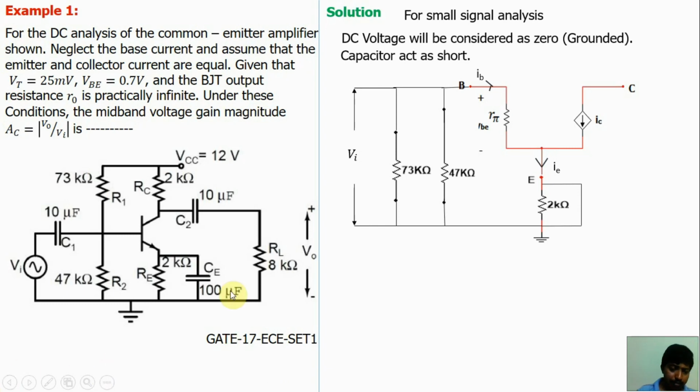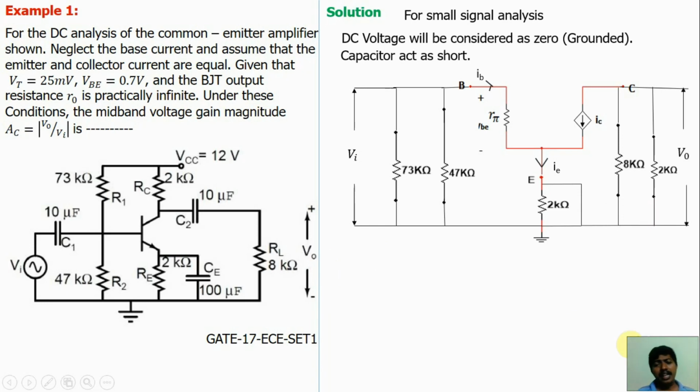Then the collector side. On the collector side, the capacitor acts as a short circuit. So collector to ground, 8 kilo ohm RL is connected. Then collector to ground, 2 kilo ohm is connected. Okay, V0 is in parallel to 8 kilo ohms. This is the equivalent circuit of the given circuit.